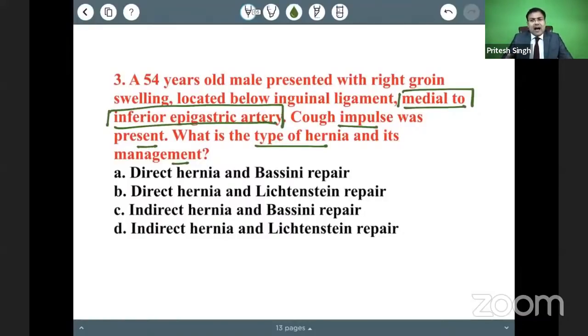First, what do you mean by direct hernia? So hernia which is coming directly from posterior abdominal wall. So how is it coming directly from posterior abdominal wall? Via a triangle that is known as triangle of Hesselbach. What is indirect inguinal hernia? It is coming indirectly. So how is it coming indirectly? First, it comes via deep ring, traverses the inguinal canal and goes out via superficial ring.